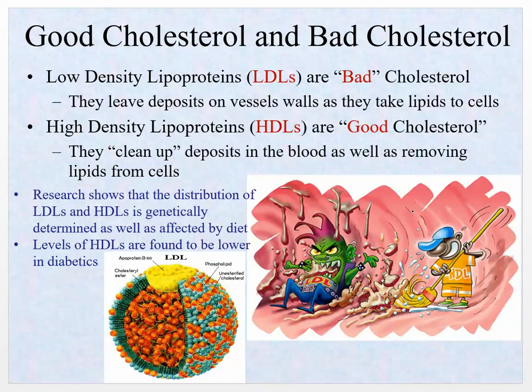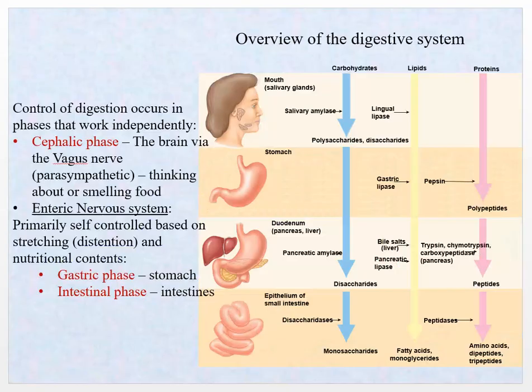It can be controlled by diet. That's really important. I'm not saying that it can't be, but it's not just controlled by diet. Okay, so a lot of people that eat a great diet, nice, Mediterranean diet or whatever, can still have high LDLs and low HDLs. All right, so this is the last slide.